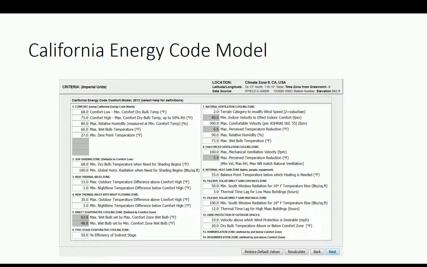And frankly, I don't think that 80% is an accurate measure. I know I wouldn't be comfortable in 80% relative humidity if the temperature was at 75. But you can see all of those factors that we've been talking about are incorporated into this model. All right. So that one is the California Energy Code model.